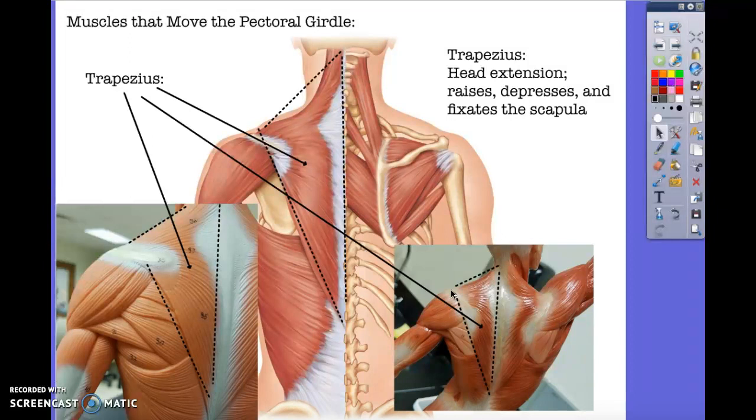Now, go ask a child why they didn't clean their room. They're going to raise their shoulder. Okay, that's the trapezius also. Raises, depresses, and fixates the scapula.